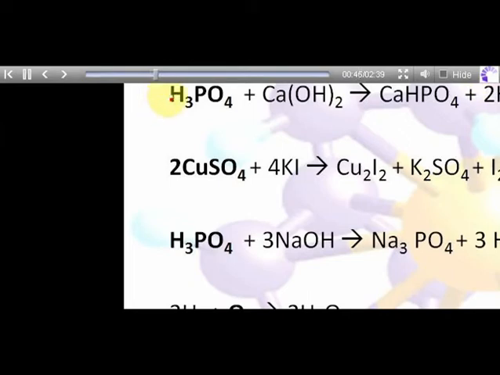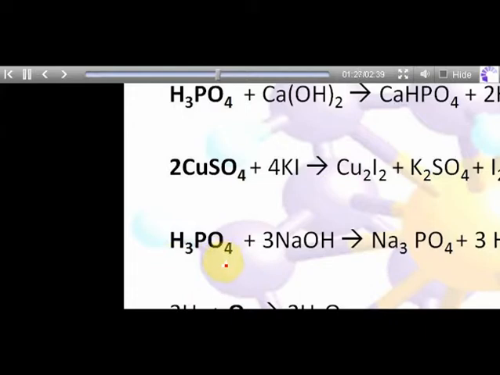I hope you remember. For a reminder, the molar mass of phosphoric acid will be 3 into the atomic mass of hydrogen plus the atomic mass of phosphorus plus 4 into the atomic mass of oxygen. In the next reaction, we have to determine the equivalent mass of copper sulfate. As we can see in the reaction, 2 moles of copper sulfate liberated 2 moles of iodide. So 1 mole will liberate 1 mole of iodide or 1 mole of electrons. Therefore, in this case, the equivalent mass will be equal to its molar mass, that is 159.6.